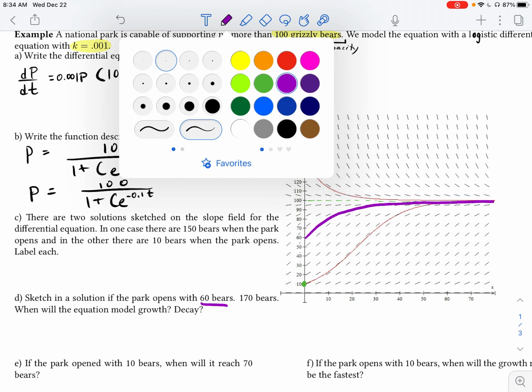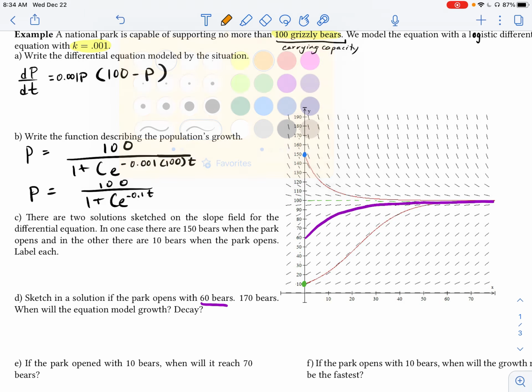And let's do another one here, let's do orange, for 170 bears. If we're starting out way up here, then we're going to start to decrease as well until we hit that carrying capacity. Let me straighten that out a little bit there. Okay, so we can see how we can use our slope field to model the general solutions or the population functions given a certain starting population.